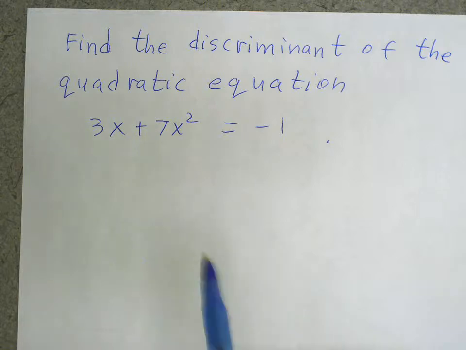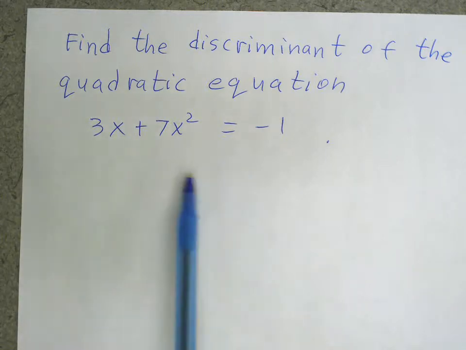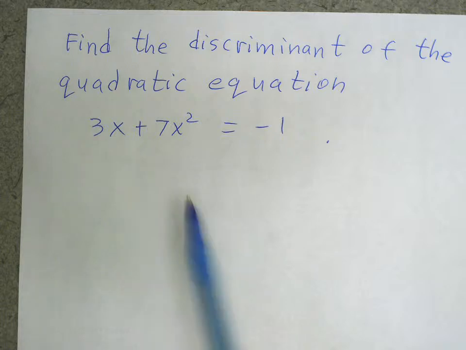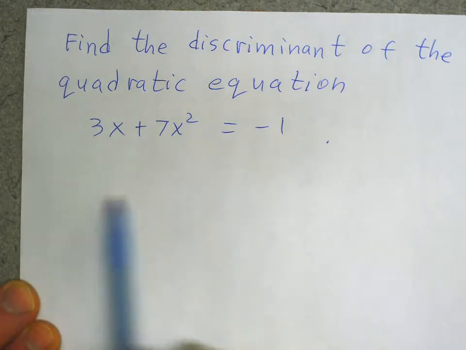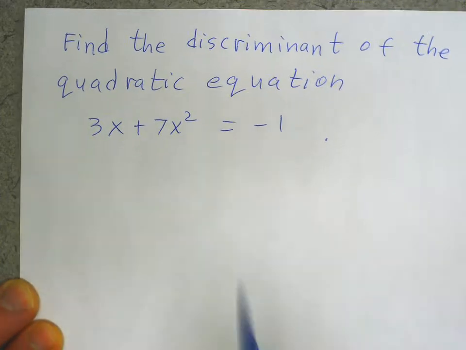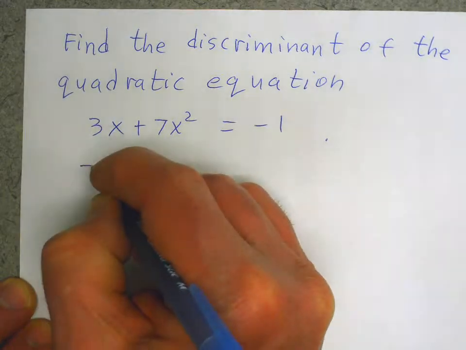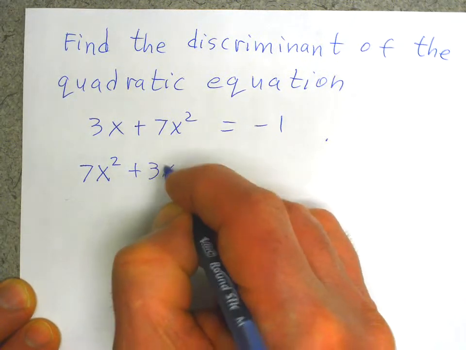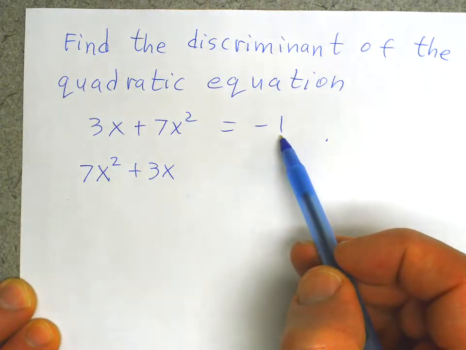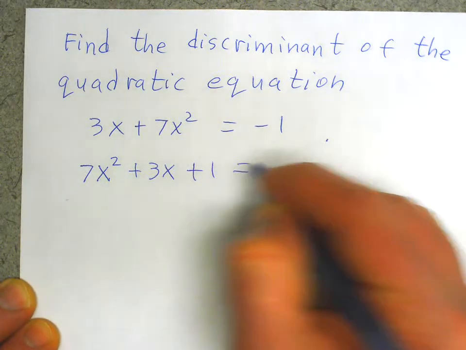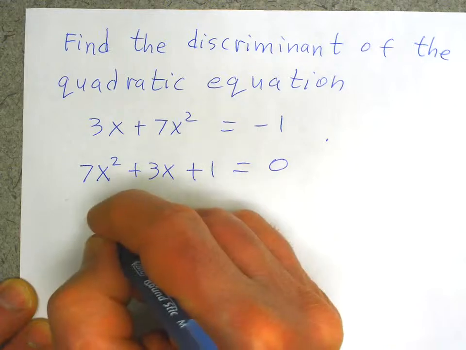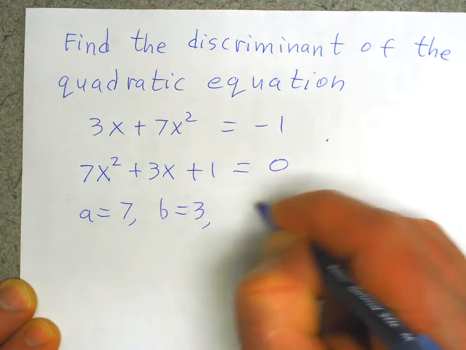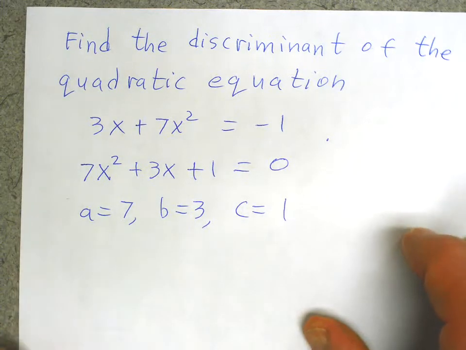In order to find the discriminant, you have to make sure that you correctly assign the values a, b, and c. So why don't we write this in standard form first? The 7x squared is to the left of 3x. And then we add 1 to both sides so that the right-hand side is 0. So now we can see that a is 7, b is 3, and c is +1.